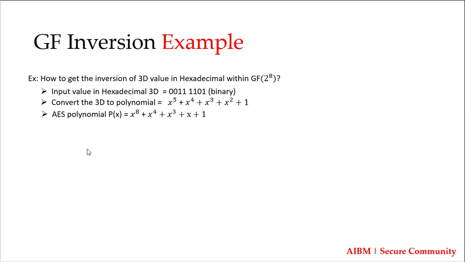And then we will put the AES polynomial P(x) equal to x^8 + x^4 + x^3 + x + 1. Now we will divide the AES polynomial by the 3D polynomial. First, we will multiply the 3D polynomial by x^3. The result will be x^8 + x^7 + x^6 + x^5 + x^3.